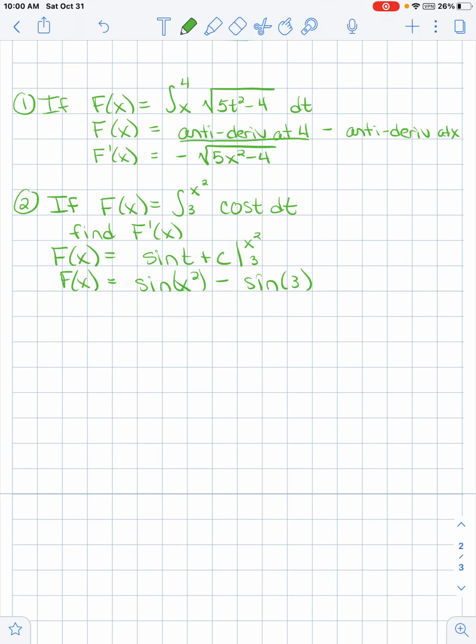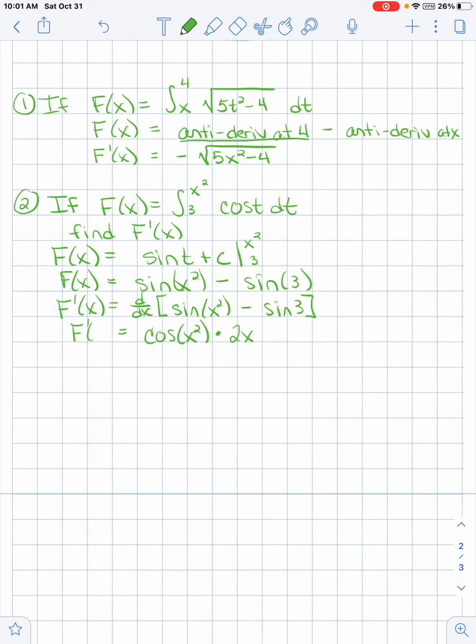And if I'm asking you to find the derivative of this, then I need to use the chain rule on that first part. So if I use the chain rule, I end up with the cosine of x squared multiplied by the derivative of what's inside, which is 2x. And then the derivative of sine 3 is just 0.